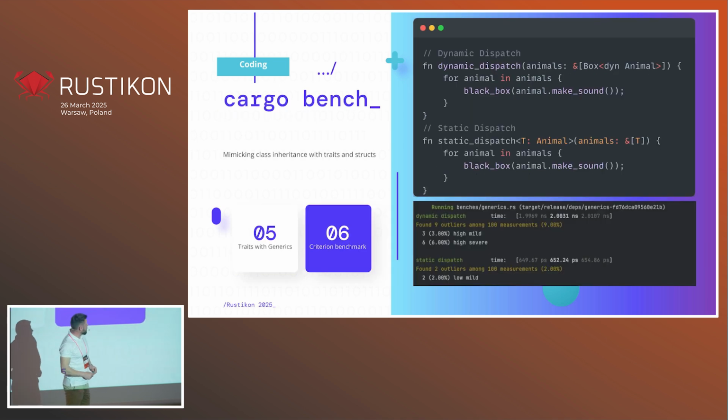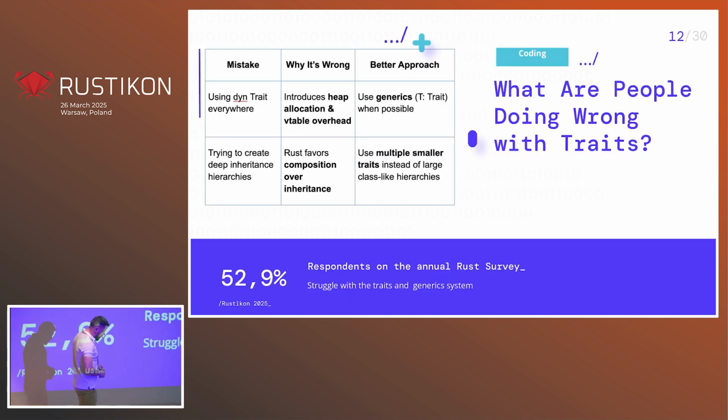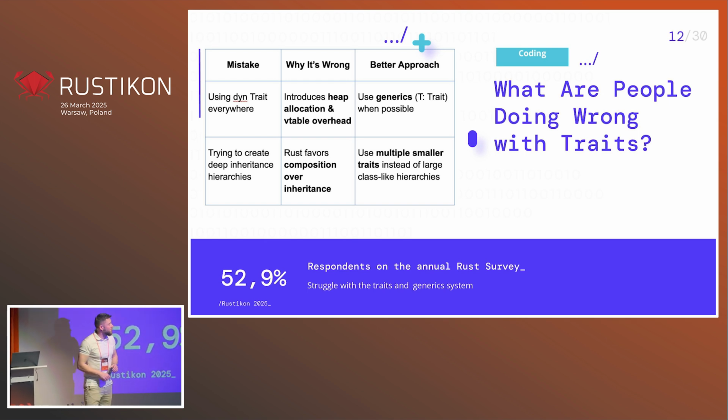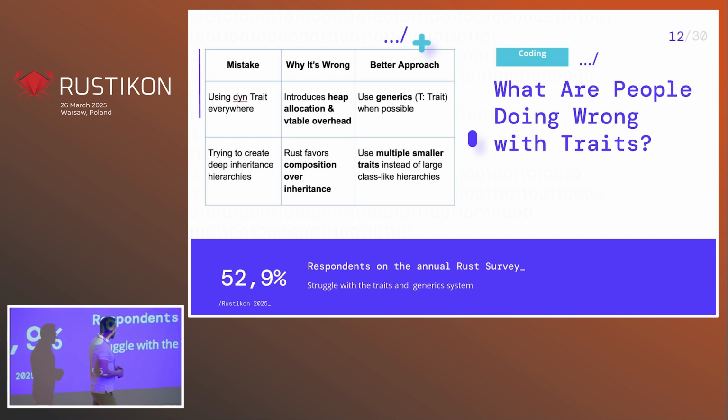And another Criterion benchmark for this case, when we compare dyn Trait with Box allocations and generics, gives us 3 times faster results. So to sum it up, what people are doing wrong with traits normally, especially at the beginning of the Rust journey, is that they try to mimic inheritance instead of focusing on composition, where you should compose your model from smaller structs into bigger structs, where you should actually pick and choose the traits you want to implement and avoid dynamic dispatch and virtual table resolutions.